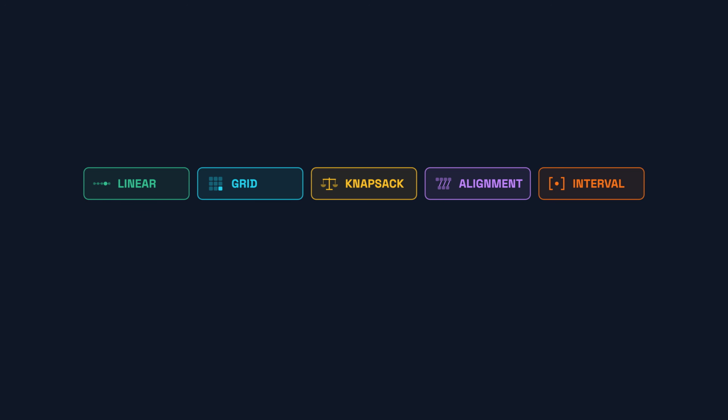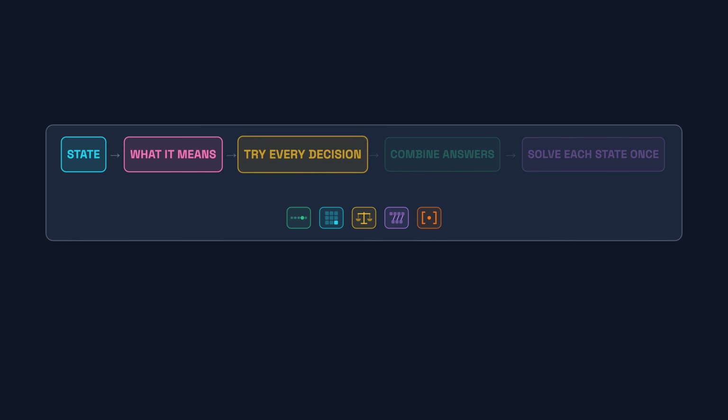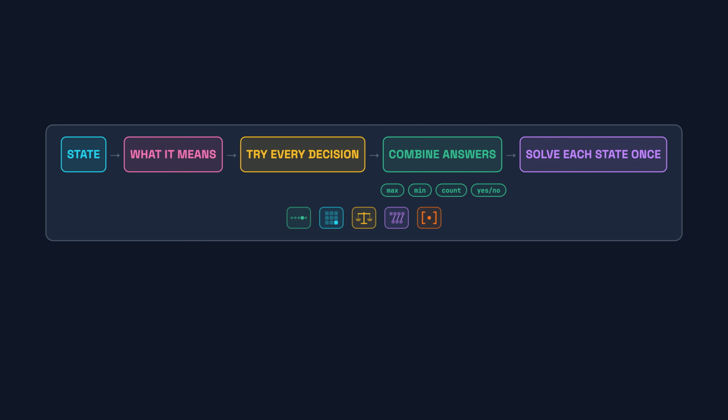Before you go, there's one last thing. All 5 shapes are the same move. Define a state, try every decision available, and combine the answers the way the question asks. The max, the mean, a count, or a simple yes or no. Then solve each state once, no matter how many ways you got there.